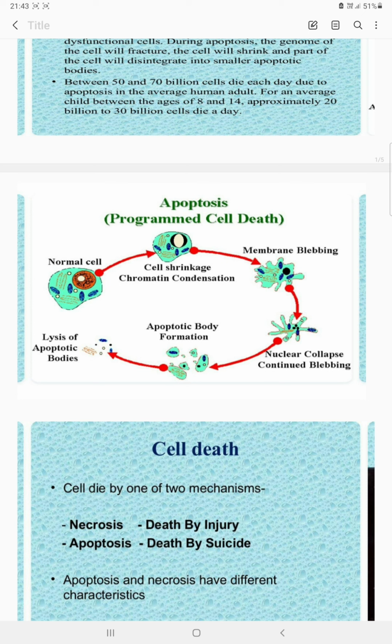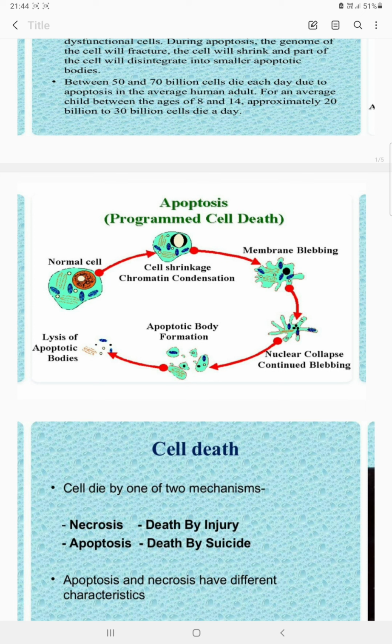And in the next step, the apoptotic bodies are formed. Basically, apoptotic bodies are small particles, or you can say small bodies, that come from that particular cell. You can see it looks like one cell is burst and divided into many little parts, as you can see here. And the lysis of the apoptotic bodies occurs.